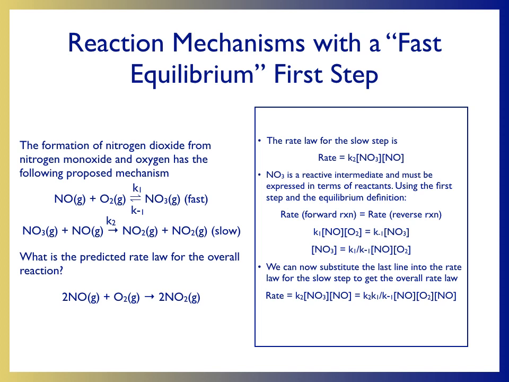This gives us that rate is equal to K1 times K2 divided by K minus 1 times the concentration of NO times the concentration of O2 times the concentration of NO. We can combine those two concentrations of NO to give us NO squared, giving us the final rate law as rate is equal to K2 times K1 over K minus 1 times the concentration of NO squared times the concentration of O2.